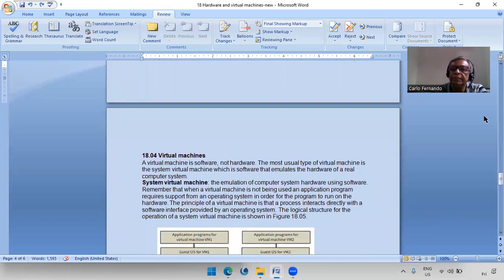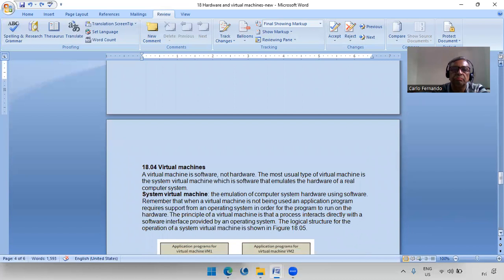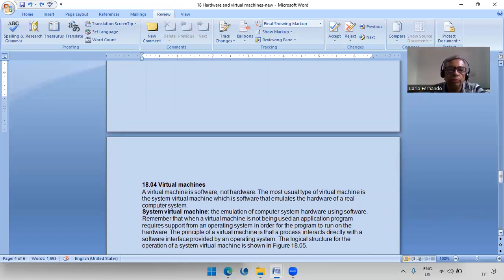Then the virtual machine. A virtual machine is software, not hardware. Strange, no? Machine, which is software. Usually we think a machine is physical. But this is virtual. Virtual is what? Almost real. Not real, but almost real.